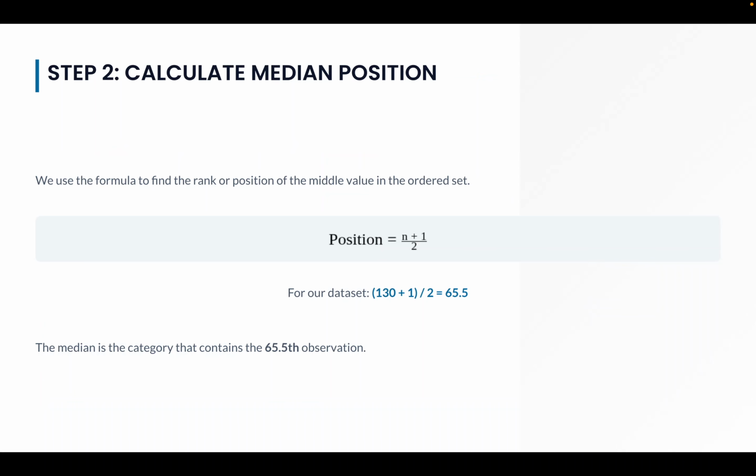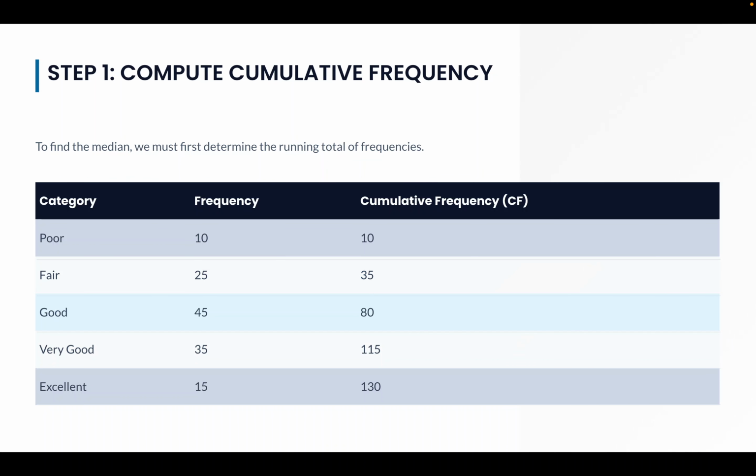Now we found that. Next, we calculate the median position to find where the median falls. The formula is n plus 1 over 2. We substitute our n: 130 plus 1 over 2 equals 65.5. So the median is the category that contains the 65.5th observation.